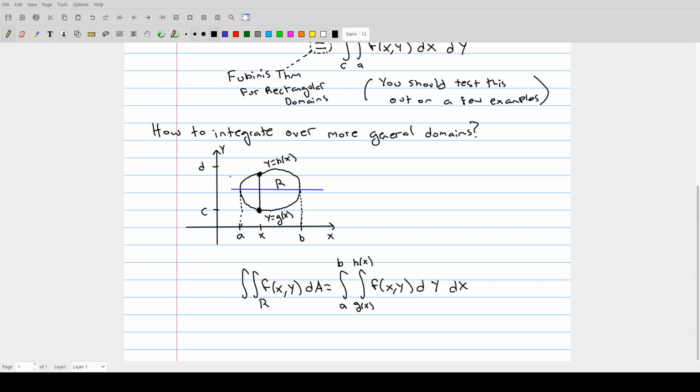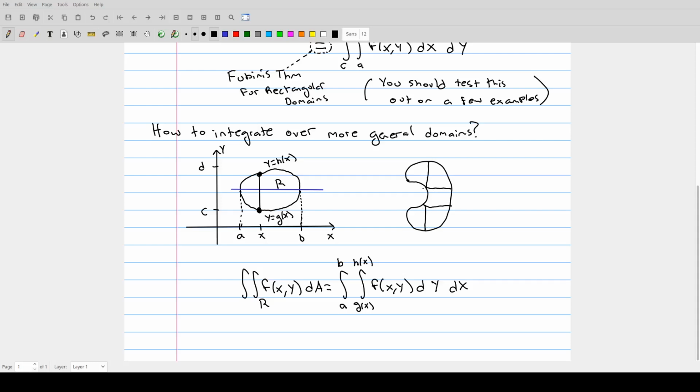Not all domains have this nice function on the top and function on the bottom, but in some sense this isn't that big of an issue, because even if the domain is more complicated, like say it looks like this, we can always cut this domain up into smaller pieces, and each one of those pieces is going to be governed by a top half and a bottom half, or a left half and a right half. So for instance, for this domain, you think about a cut right here, and then a cut right here, a cut right here, and then a cut right here.